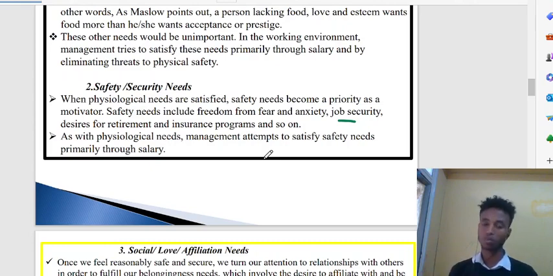As with physiological needs, management attempts to satisfy the safety needs primarily through salary.